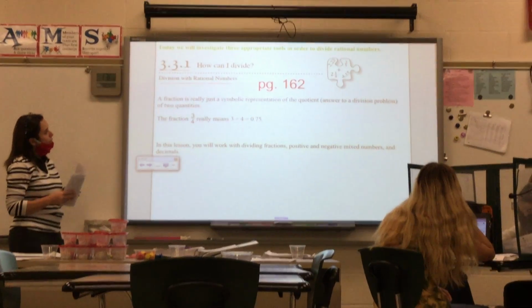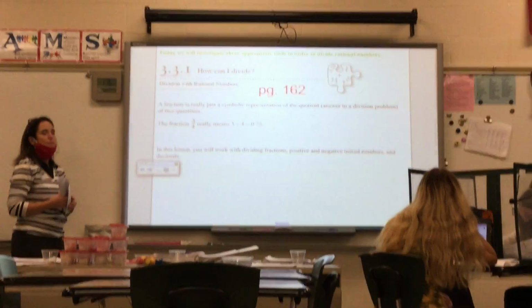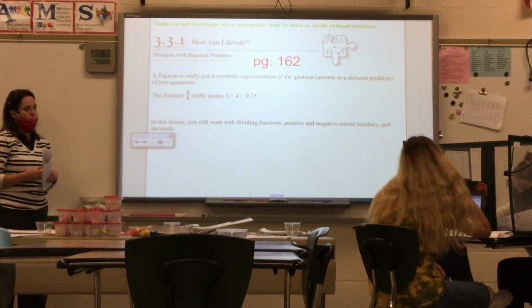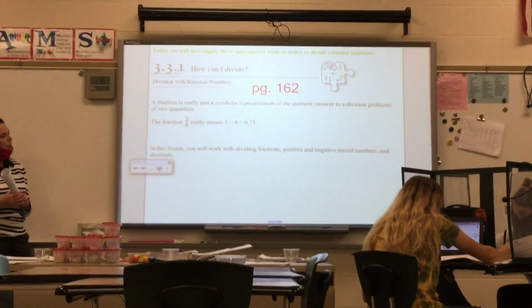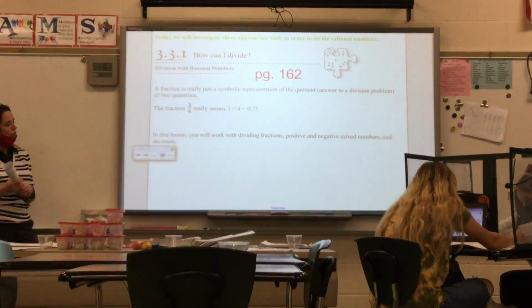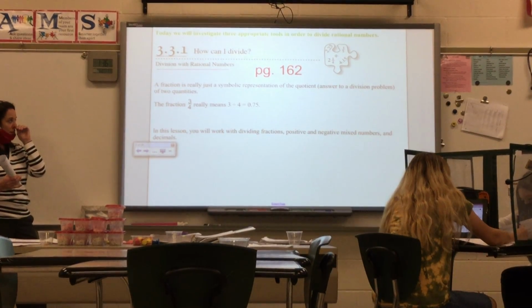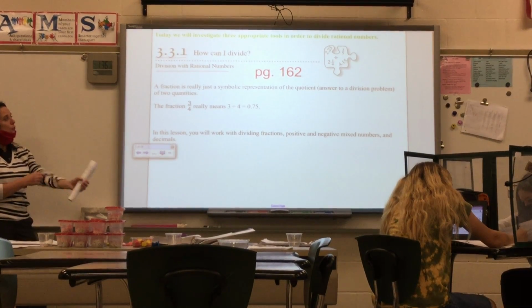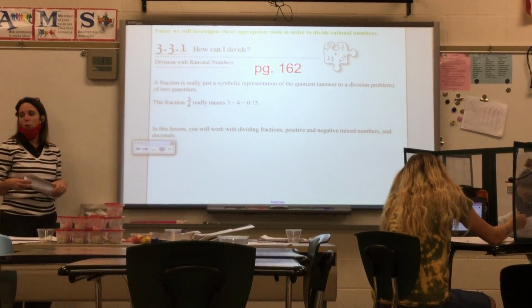3-3-1. How can I divide? Division with rational numbers, and you should be on page 162. A fraction is really just a symbolic representation of the quotient, the answer to a division problem, of two quantities. The fraction 3/4 really means 3 divided by 4, or 0.75.